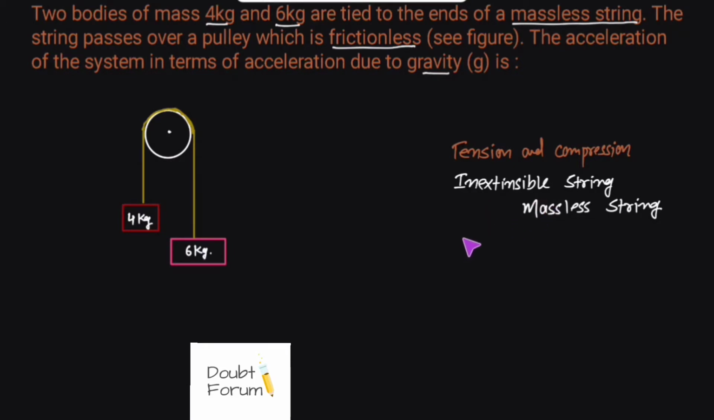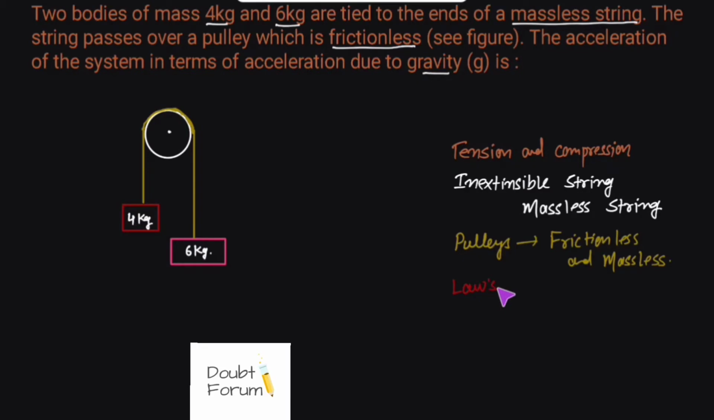Pulleys. The pulleys would most often be described as frictionless and massless. Even in this question they say the pulley is frictionless. So often you would see the pulley is frictionless and massless. Why is it so? We would also learn it. Then we would briefly discuss Newton's 3 laws of motion.